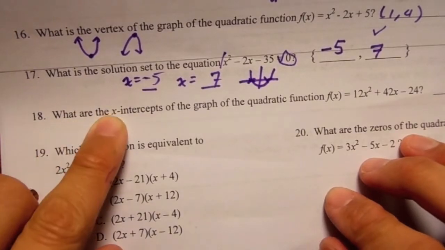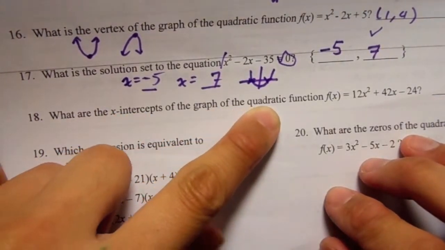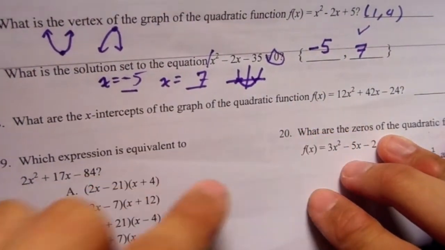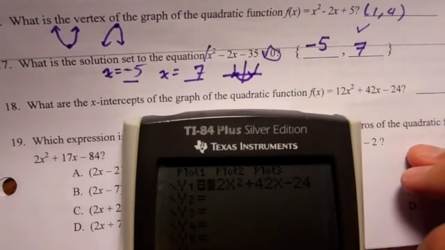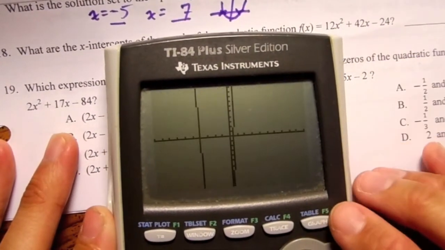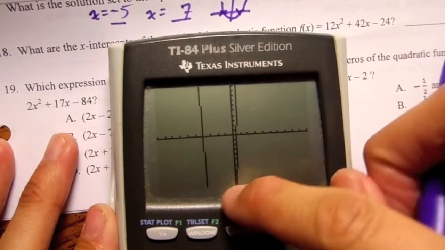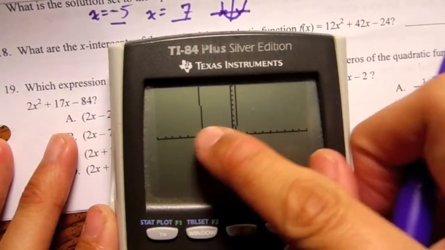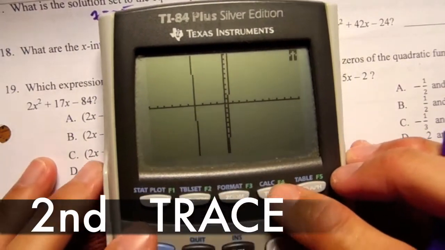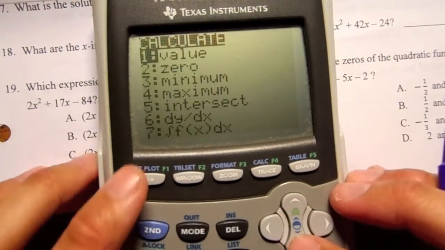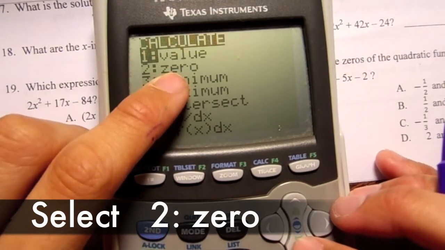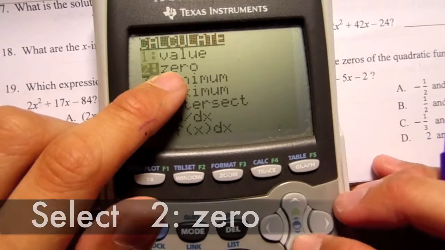Number 18 states, what are the x-intercepts of the graph of the quadratic function f of x is equal to 12x squared plus 42x minus 24? Well, the easiest way again is just to use your graphing calculator. So I just plugged that into my y equals, and I'm going to look at the graph. Well, it crosses the x-axis at 2 different places. That's my x-intercepts. So you can just go ahead and find them using the second trace function. And let's go to our 0, because remember, x-intercepts are the same thing as roots, otherwise known as your solutions, also known as your zeros.